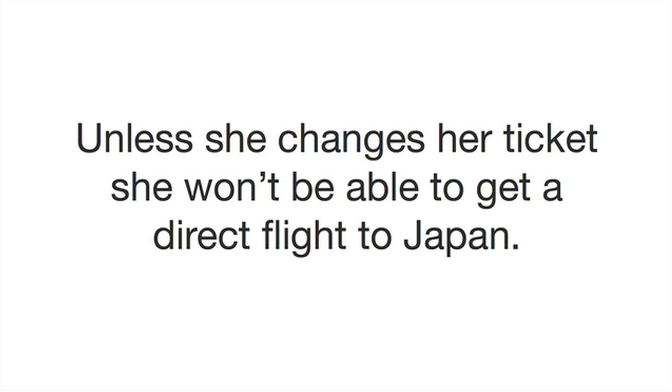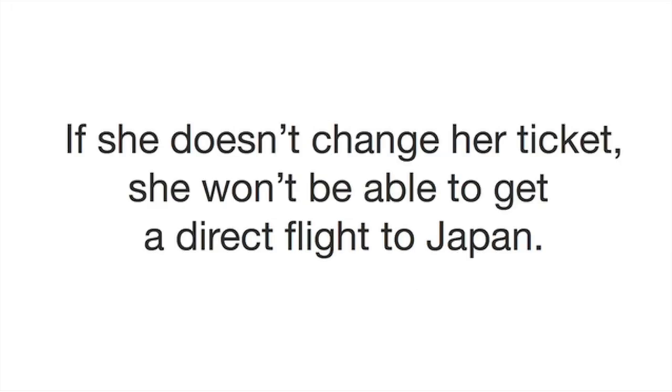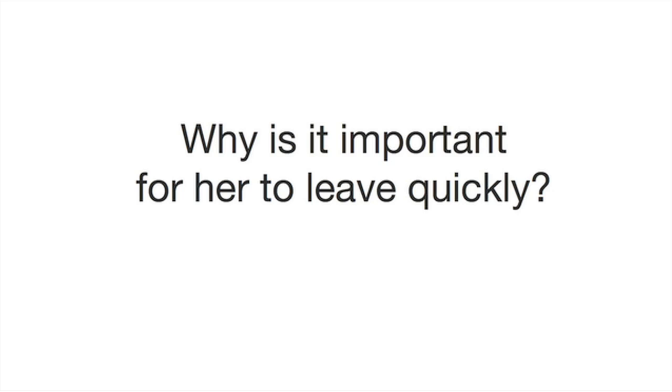Unless she changes her ticket before her departure, she'll go to Rome and she won't be able to get a direct flight to Japan. Unless she changes her ticket before her departure, she won't be able to get a direct flight to Japan. Unless means the same as if, not. This is the same as saying, if she doesn't change her ticket, she won't be able to get a direct flight to Japan. So Anna has to go to the airport to pay the $100 for the new ticket. Why is it important for her to leave quickly?